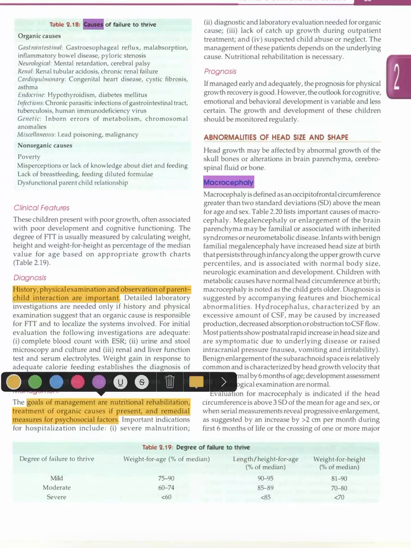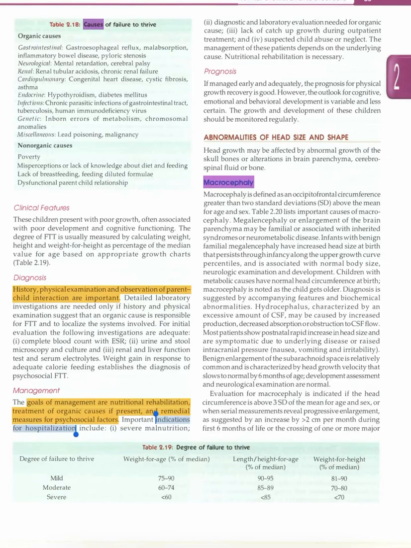Important indications for hospitalization include severe malnutrition, diagnostic and laboratory evaluation needed for organic cause, lack of catch-up growth during outpatient treatment, and suspected child abuse or neglect. The management of these patients depends on the underlying cause. Nutritional rehabilitation is necessary. If managed early and adequately, the prognosis for physical growth recovery is good. However, the outlook for cognitive, emotional, and behavioral development is variable and less certain. The growth and development of these children should be monitored regularly.